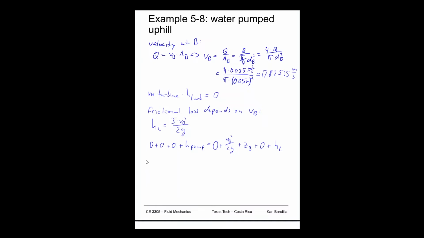The cool thing about HL is that it's given in terms of VB. So if we solve this for H pump, we don't really have to solve it, we just have to write it without all the zeros. We'd have VB squared over 2G plus ZB. HL is given to us as 3VB squared over 2G, so we can combine those together. We'd have 4VB squared over 2G. 4 divided by 2 is 2, so we'd have 2VB squared over G, and then still plus our ZB.